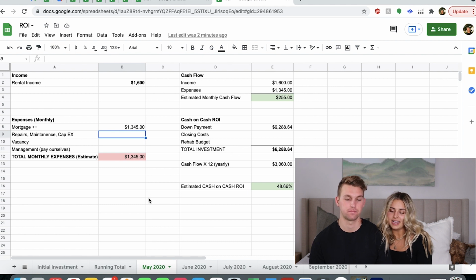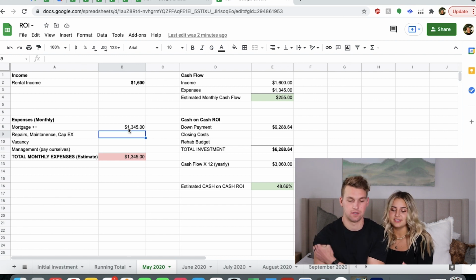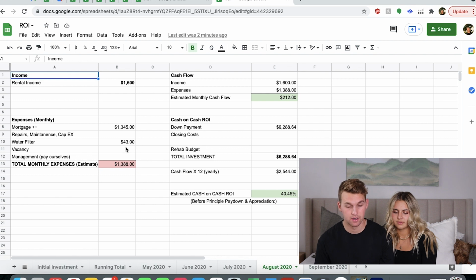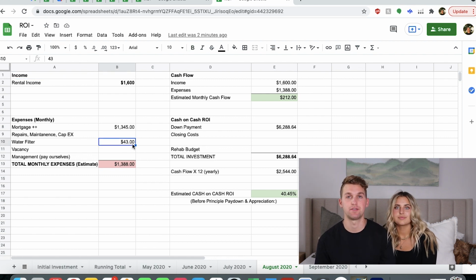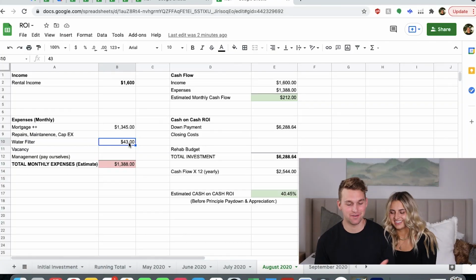So as you can see, the rent is actually lower because we started out a little bit lower and then the mortgage is a little bit higher before we did our refinance. So the ROI was not as good, but still really great. In August of 2020, I had to replace the water filter, which is $43. So any expense you have, just immediately go and write it down right now. Just whatever you remember.